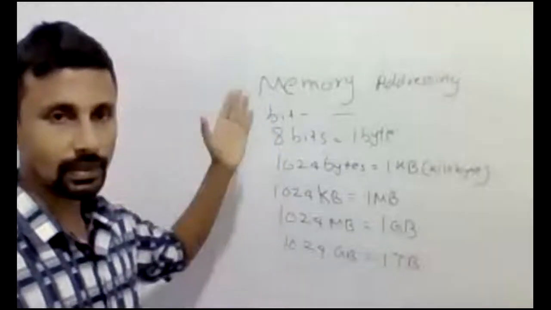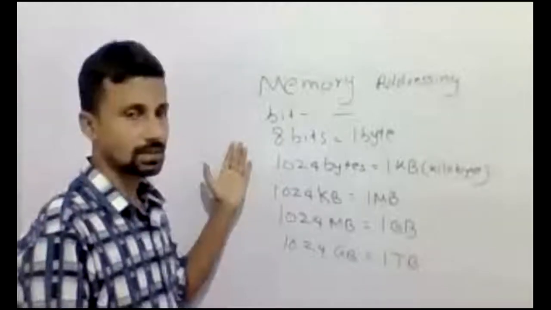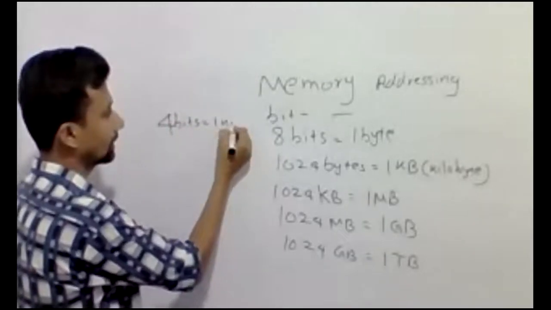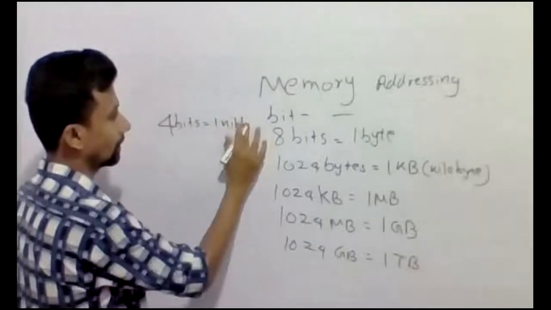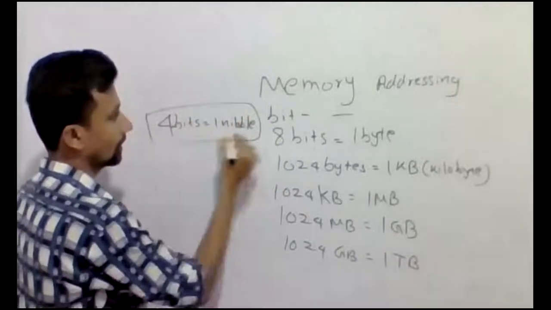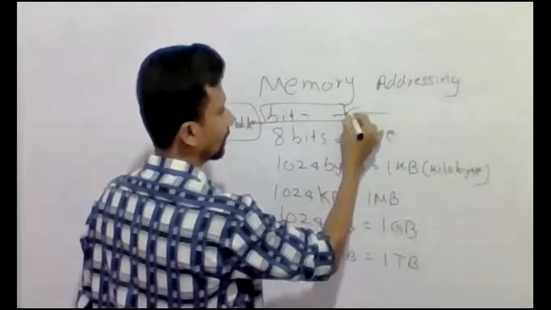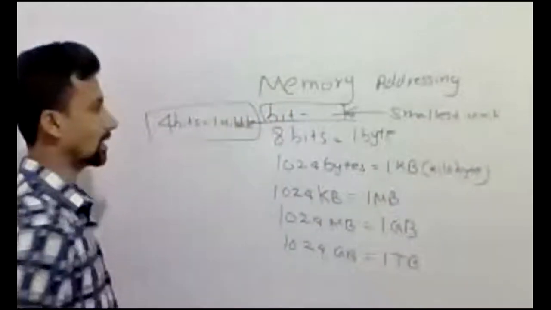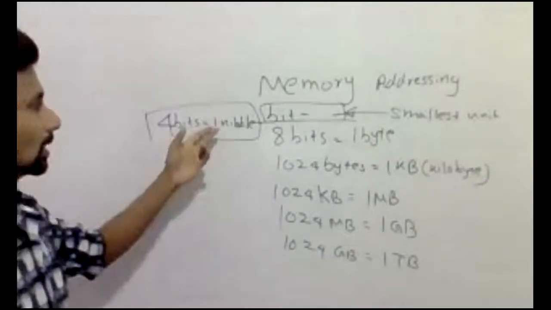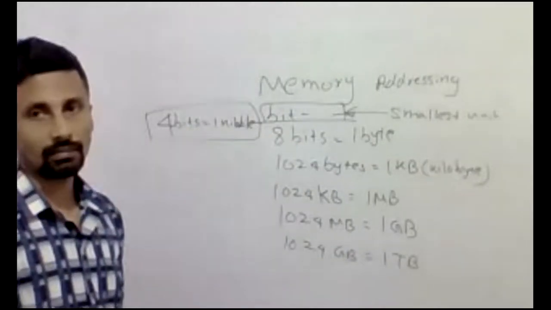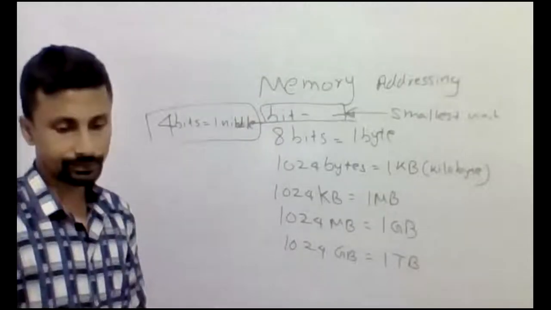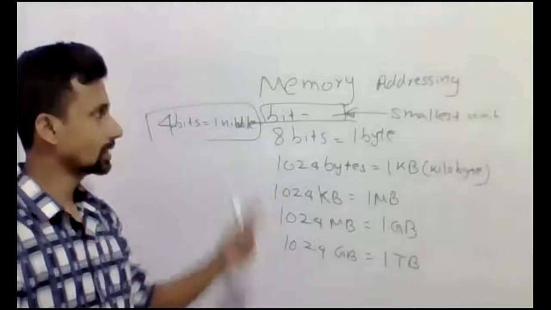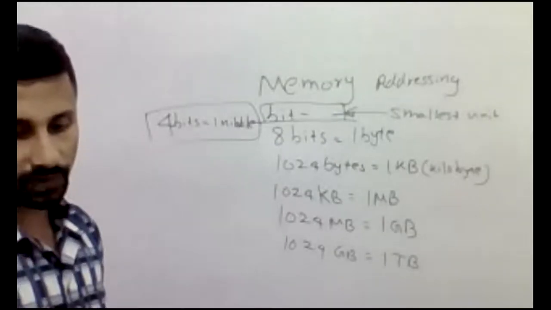To understand this memory addressing and memory management part, you should know this stuff. You can put another thing: 4 bits equal 1 nibble. It's also there. Bit is the smallest unit, so 4 bits equal 1 nibble, that means 8 bits equal 1 byte means 2 nibbles make 1 byte. You can take this down somewhere on the last page, where you have some spaces. Then only you can understand these memory addressing things. Take it down quickly.